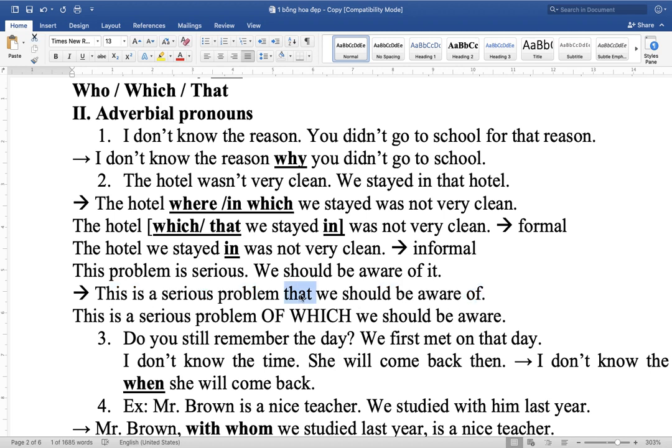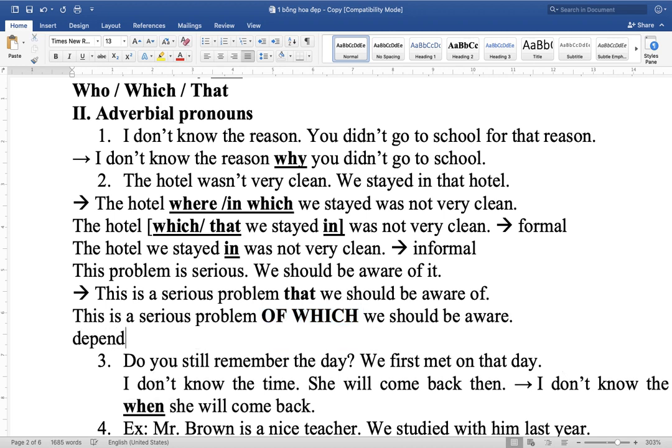One way for writing. But you can use the preposition in front of which. So we have this is the serious problem of which we should be aware. And this is really a very formal way for you to use. Like some words, depend on, okay, rely on. Okay. Some words like this.